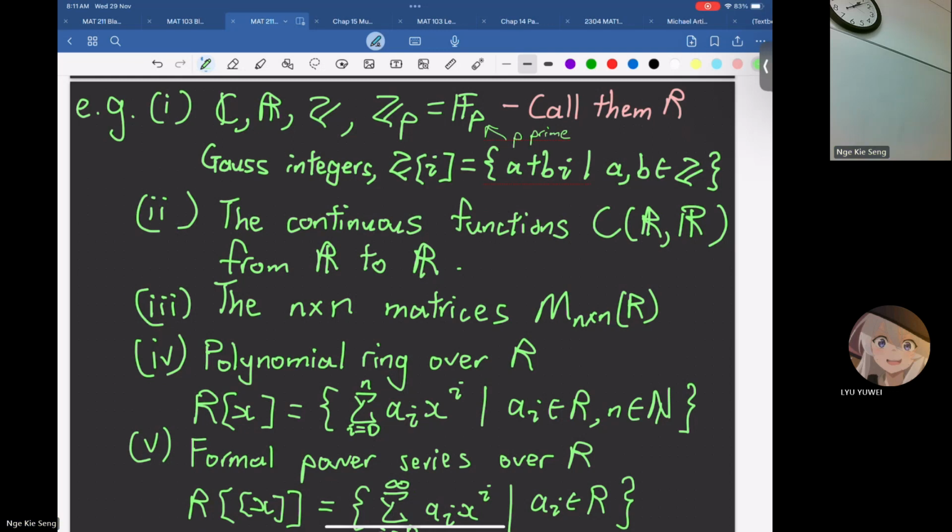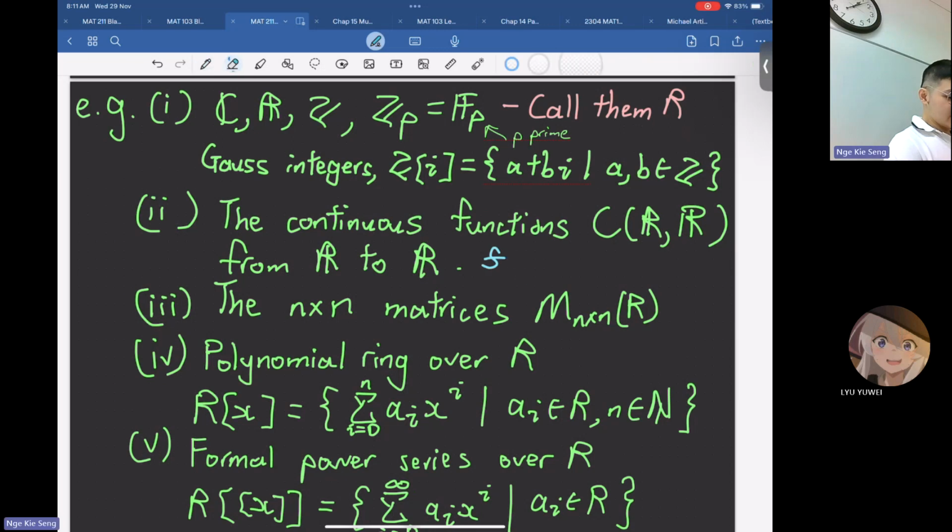I want a multiplication structure. So how do I combine two functions? What kind of operation can you use to combine two functions? You can do addition, right? So addition of two functions. How to define addition of two functions? f plus g, how to define this?